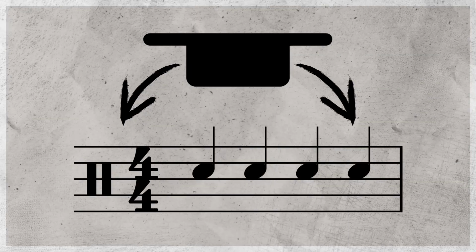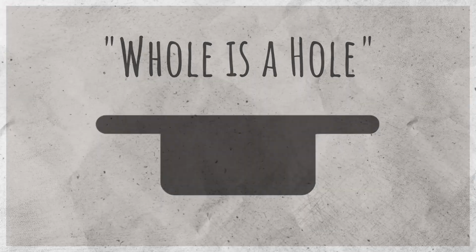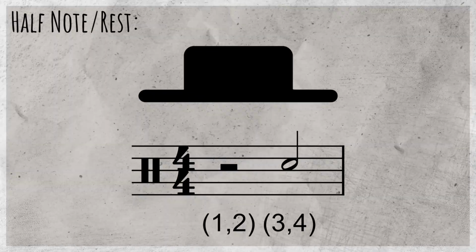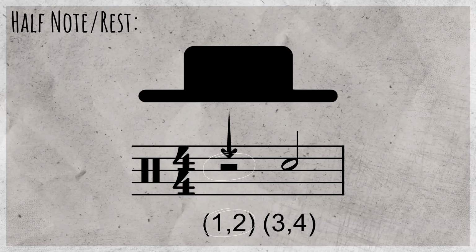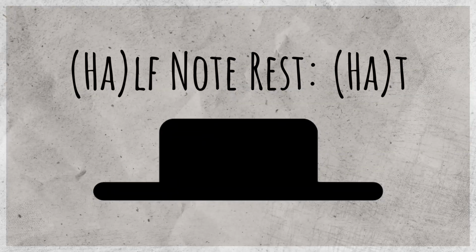Starting with the whole note, we have the whole note rest. The time span of this rest is 4 beats, or 4 quarter notes. The symbol itself is memorable because it resembles a hole in the ground. Just remember, whole note rest, hole in the ground. Next, we have the half note and its corresponding rest. It covers the time span of 2 beats, or 2 quarter notes. This symbol resembles a top hat, so just remember, half note rest, hat.